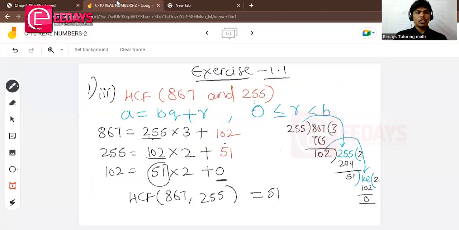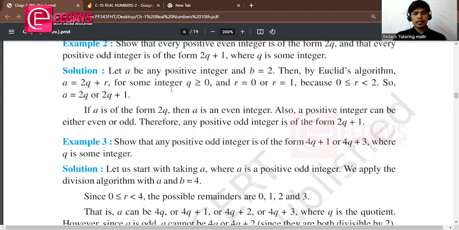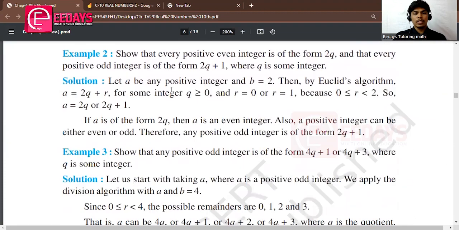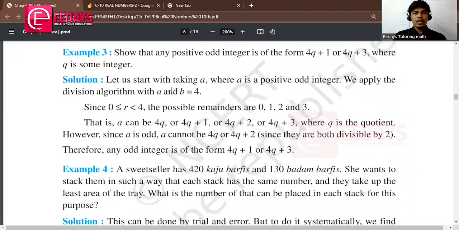Observe carefully, guys. I'll show you the example here. There is an example question here, 6q plus 1. Here is the third example, what we did in the previous session. So you can take A and B, what we take in the Euclid division lemma method. Let's take it like this. Observe each and every step here.